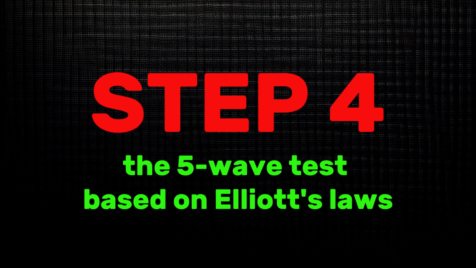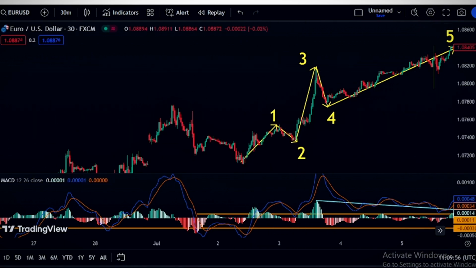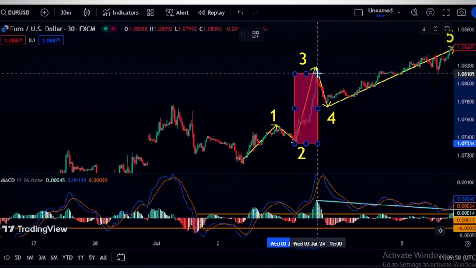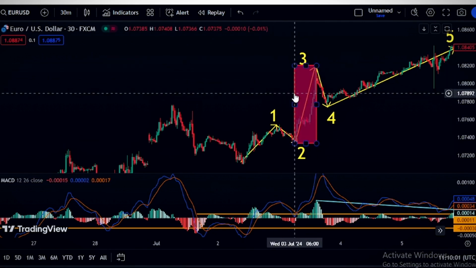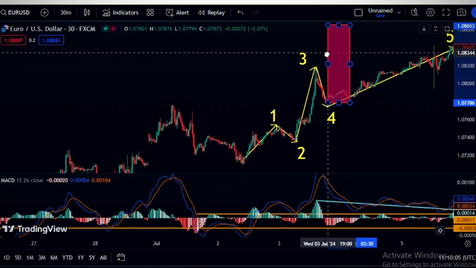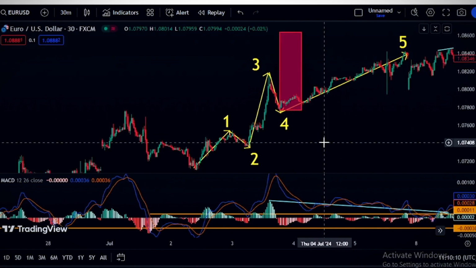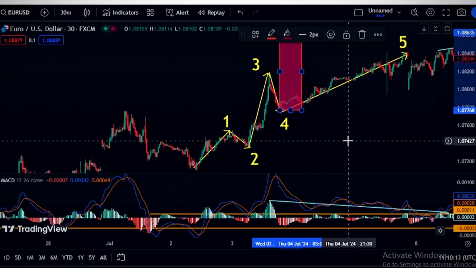Step 4. Now we will examine these 5 waves on the chart itself. We know that according to Elliott's theory, every motivational wave is followed by a corrective wave and they follow Elliott's 5-wave rules. For example, wave 1 starts with a bullish wave, while wave 2 is a corrective wave that moves in the opposite direction of wave 1.